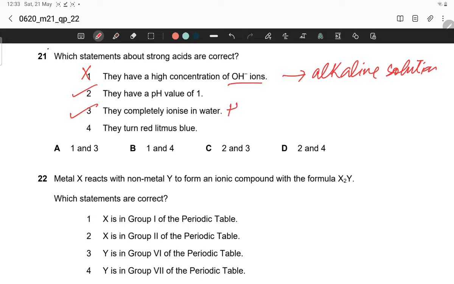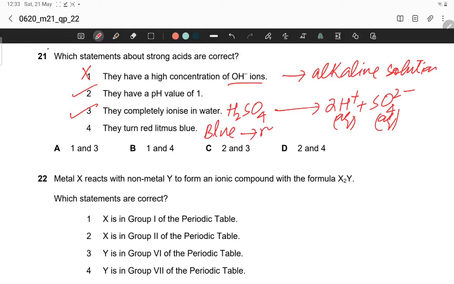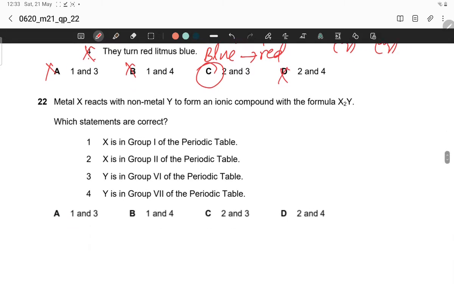This is completely ionize in water, 2H positive plus sulfate ion, aqueous. They turn red litmus paper blue. No, this is incorrect. They turn blue litmus paper red, blue to red. So this is incorrect. So option 2 and 3 are correct. C option is correct. This is incorrect. 1 and 3, 1 and 4, and 2 and 4.